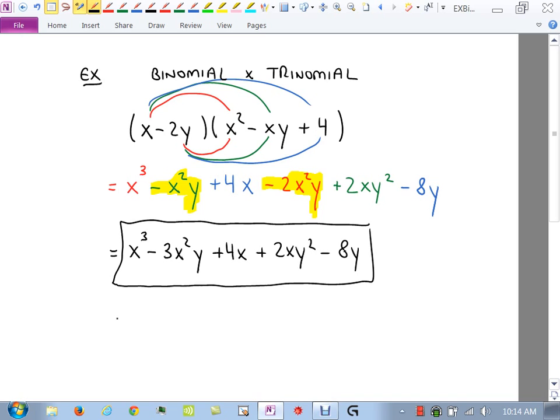Questions? So that's binomial times trinomial. And the last that we'll have today is trinomial times trinomial. Now, let's just kind of take a guess. If you have a trinomial and a trinomial multiplied together, how many terms do you think we're going to get? 9 terms. Because 3 and 3 multiplied, we should get 9 terms. That means we're going to have 9 multiplications that we're going to have to do. Let's see how it works out.